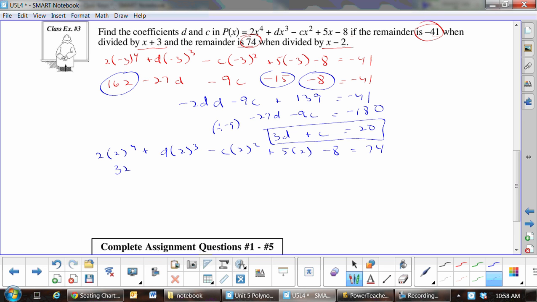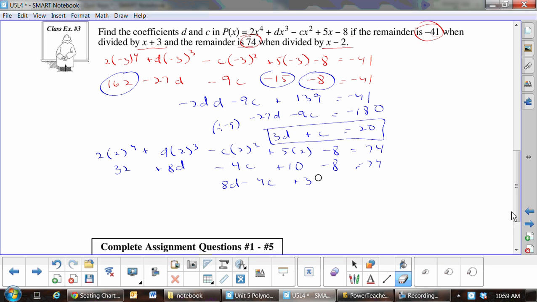That's 32 plus 8d minus 4c plus 10 minus 8 equals 74. Okay, if you get all that together, 34 minus 12. No, sorry. 32 plus 10 is 42, minus 8 is 36, right? So if I got 36, I'll write that down: 8d minus 4c plus 36.